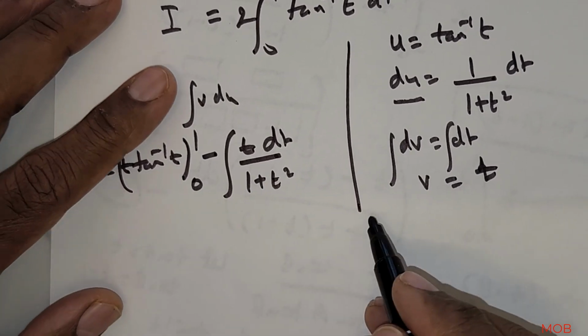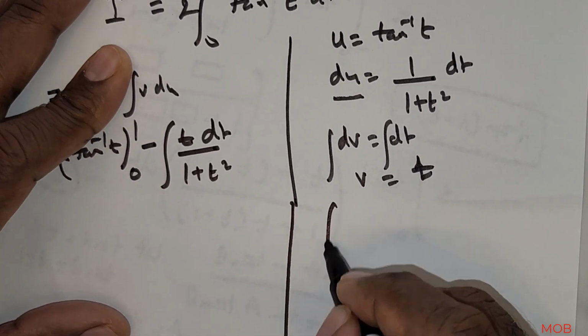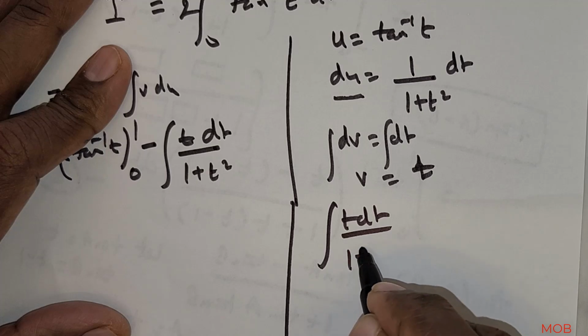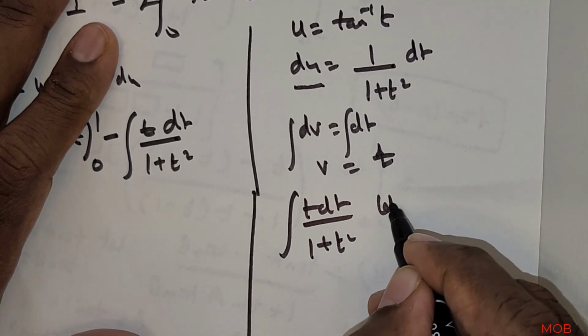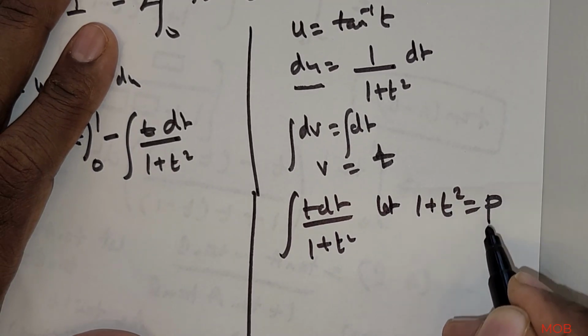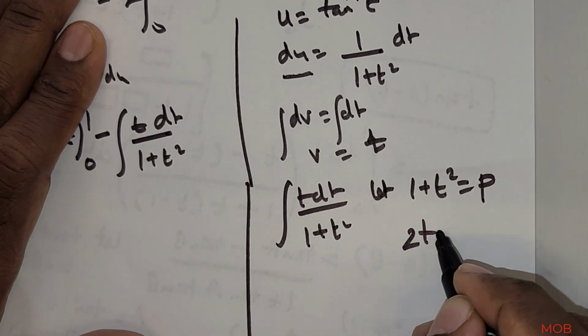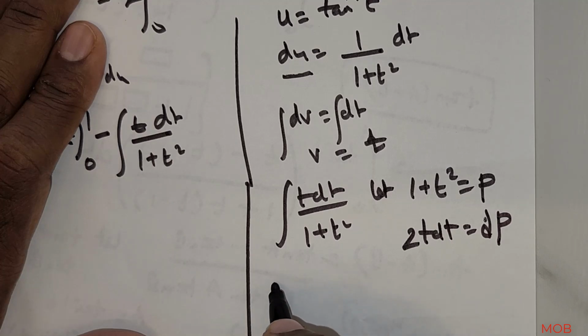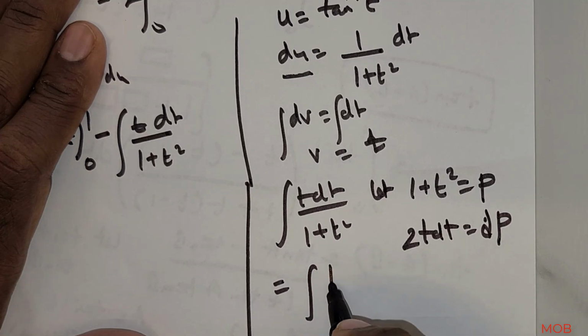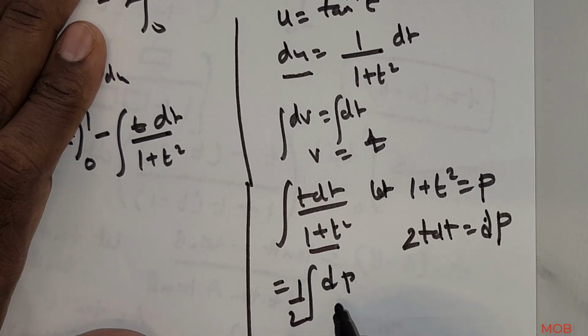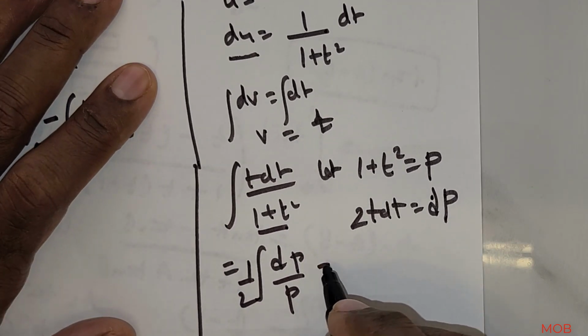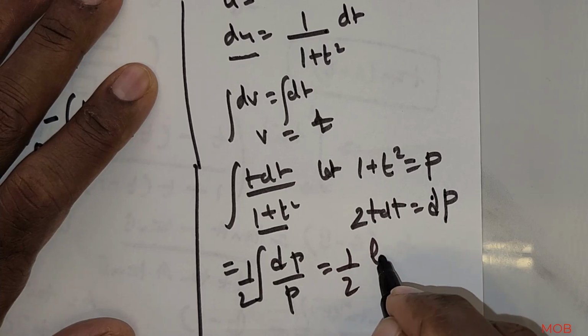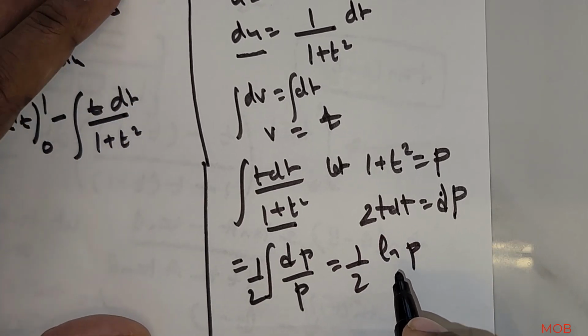Now let me show you the integration of this one. So t times dt divided by 1 positive t squared. Let me take 1 positive t squared is equal to p. So 2 times t dt is equal to, I differentiate this, I get dp. So this is equal to dp over 2, right? So it's going to be 2 here. So 1 positive t squared is equal to p. So this is going to be 1 over 2 ln p.